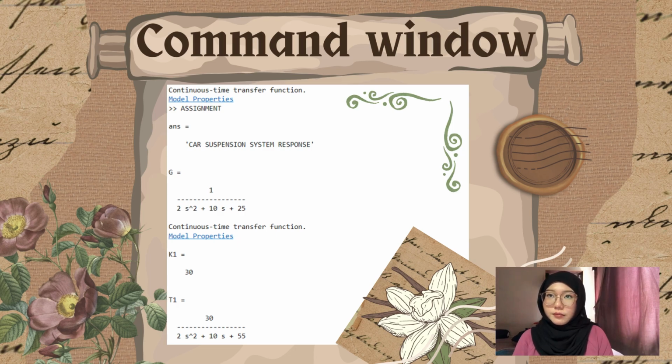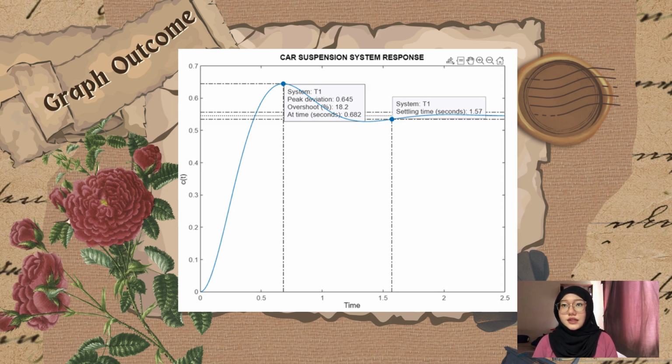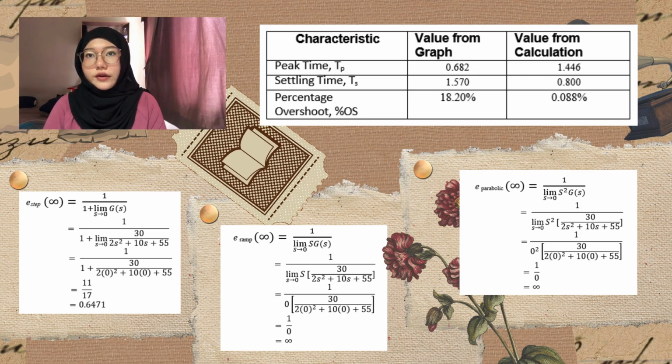We can see from the command window that the transfer function and k value has been simplified into 30 over 2s squared plus 10s plus 55. This function tallies with the manual calculation of the unity feedback system. The graph outcome shows that the peak time is 0.682, settling time is 1.57 seconds, and percentage overshoot is 18.20%. Comparing the values from both manual and MATLAB calculations, there is a significant difference in both data.